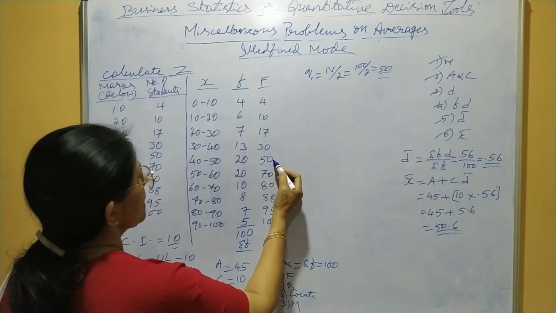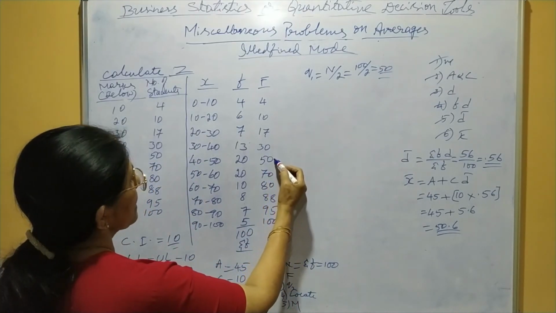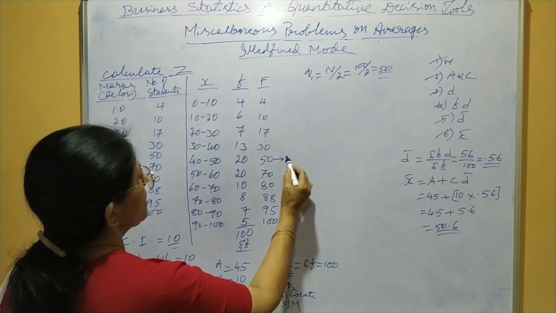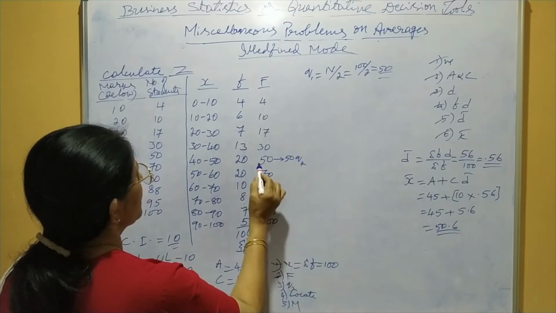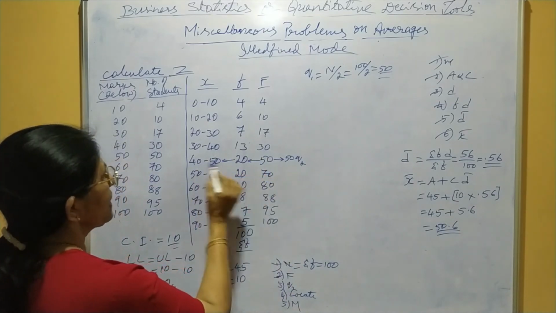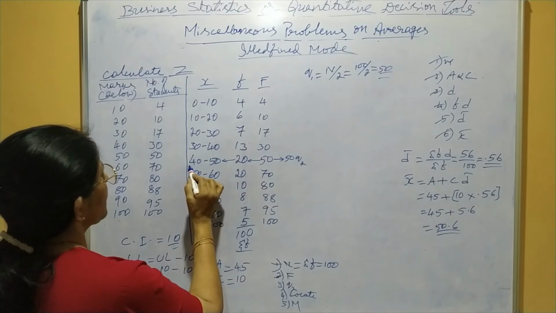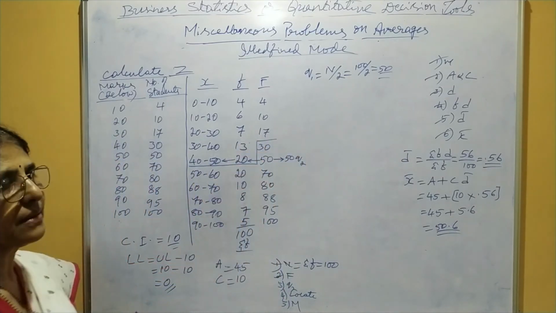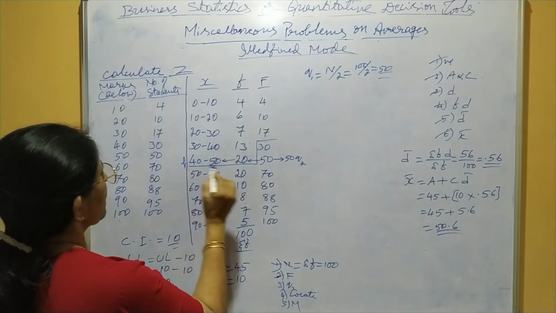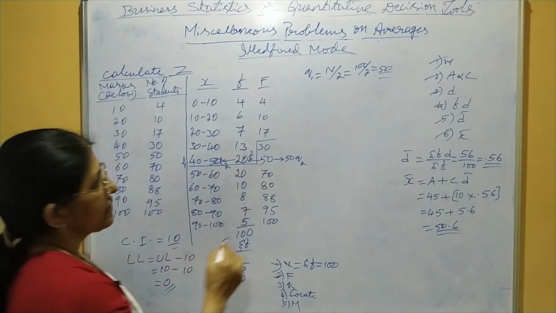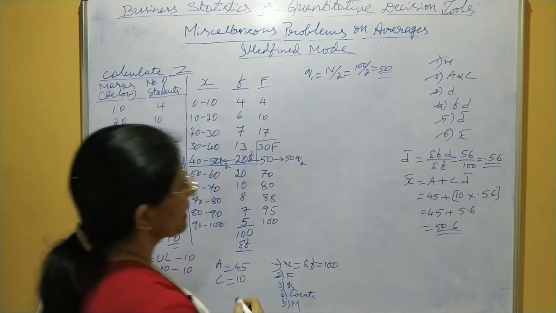Here exactly you are having 50. In that case, corresponding to that only you have to locate, that is 50, Q2. Now the median class is exactly corresponding to that one. That means the median class is 40 to 50. 40 is L1, 50 is L2, 20 is small f and 30 is capital F.